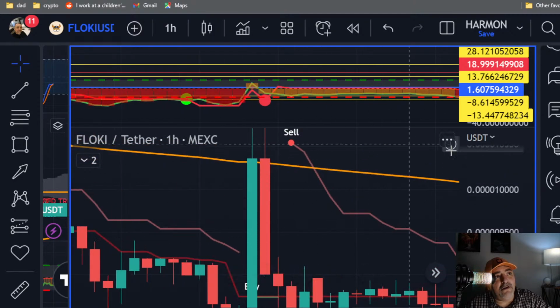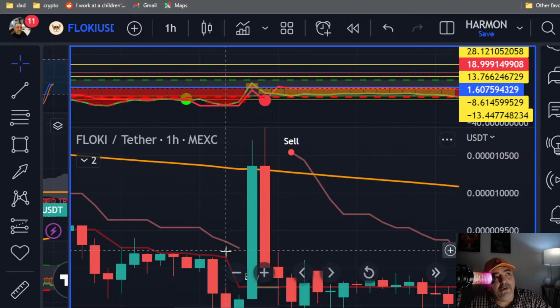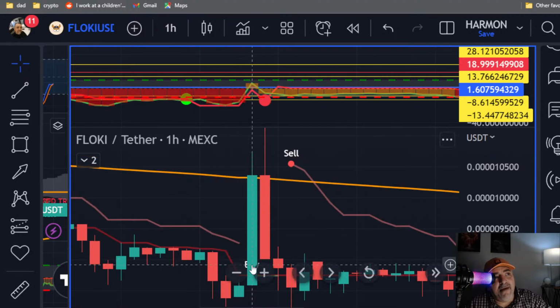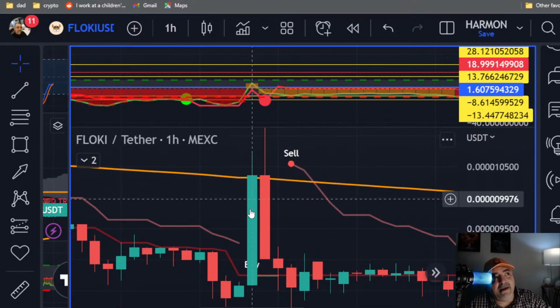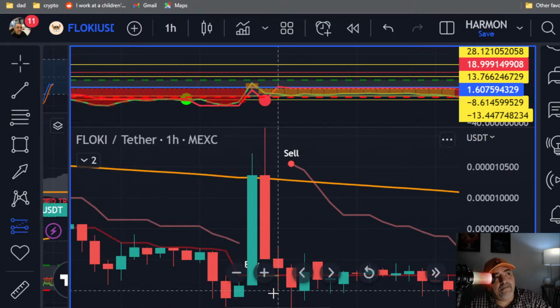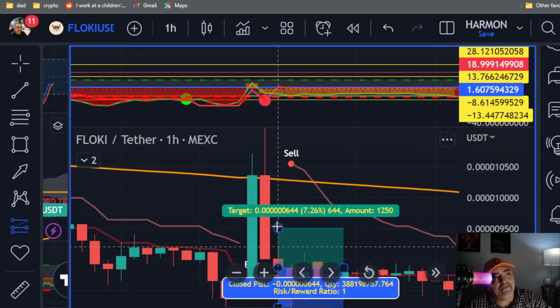Now, let's take a look at our long position. Here's a green moon with a buy signal. And look at that buy signal. Man, did that spike, right? That's a huge spike right there. I mean, that's an easy 14% play right there.